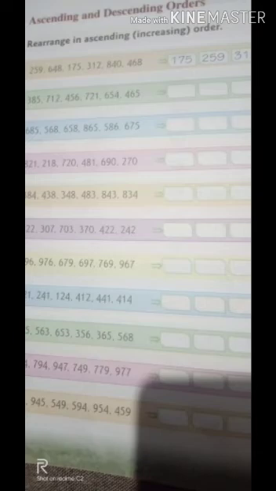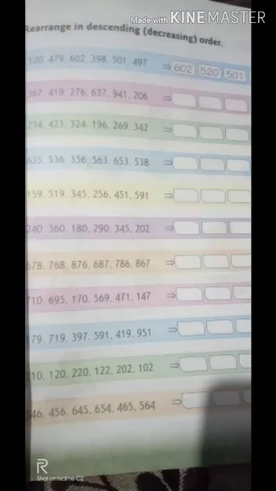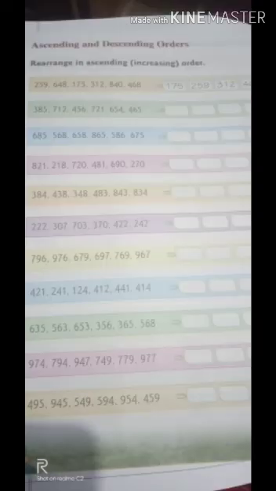Go to page number 42. The topic begins with ascending and descending order. Children, you know what is ascending order? Yes, when the numbers go from the smallest to the biggest, it is called ascending order, and when the numbers go from biggest to smallest, it is called descending order. First, take the example of the numbers 259, 648, 175, 312, 840, and 468. You have to arrange these numbers in this way. So children, this way you complete page number 42 easily.